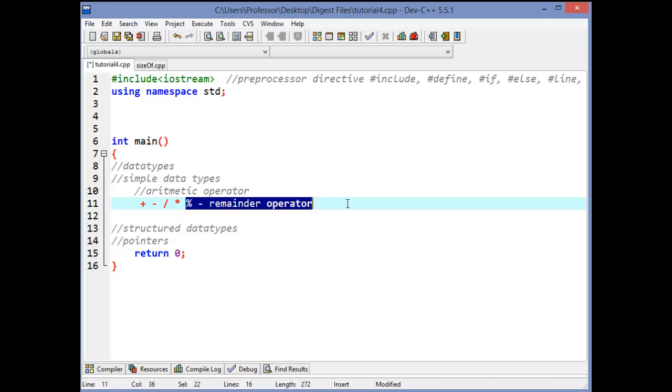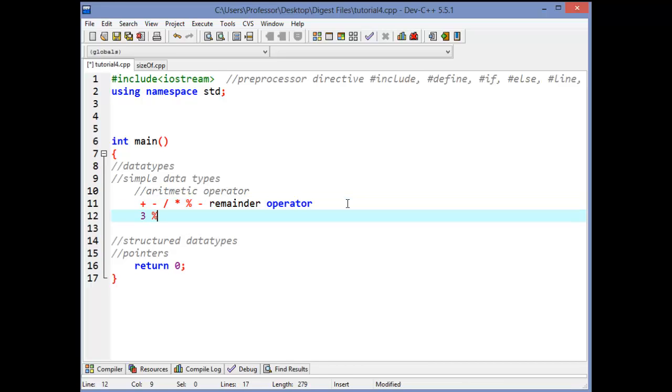Is that okay? For example, when 3 is divided by 2, what will be the remainder? If we do something like 3 mod 2, the answer you get is 1. That means that if 2 divides 3, you get 1 as a remainder. So take note, the modulo or remainder operator is only interested in the remainder.